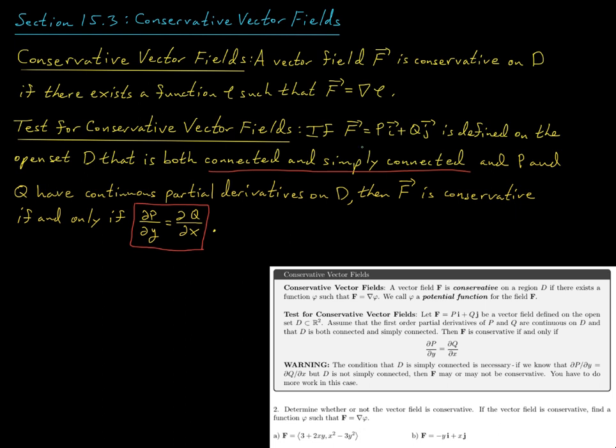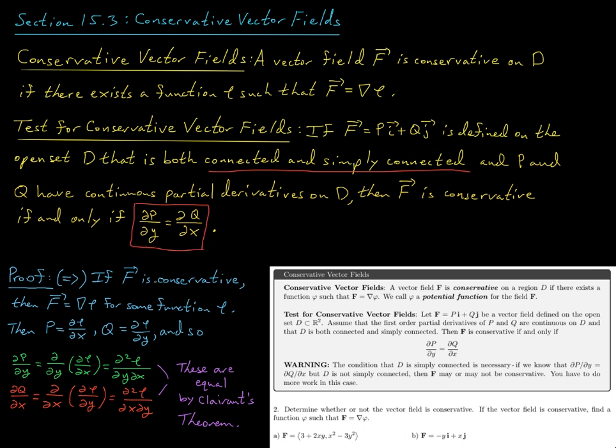Okay, so you can see some of that terminology from the last two videos already making an appearance. Now this condition on D being simply connected is crucial for the if and only if statement to hold. And we'll look at what can happen when D is not simply connected a little bit later. But for now, let's go ahead and prove one of the directions here.